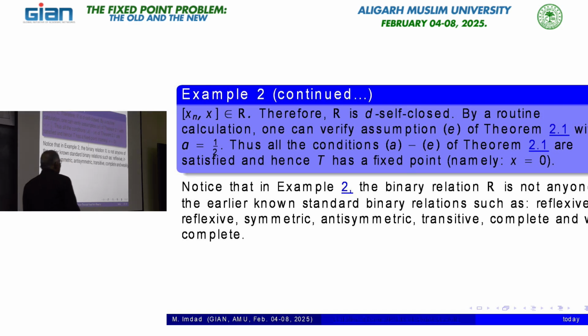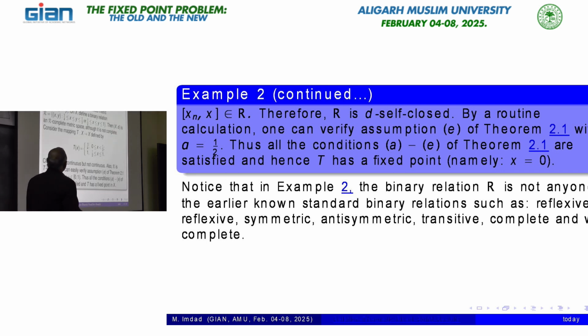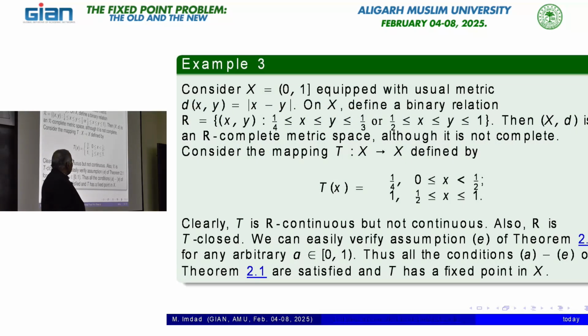Notice in example 2, the binary relation R is not any one of the earlier known standard binary relations, such as reflexivity, irreflexivity, symmetry, anti-symmetry, transitivity, completeness, as well as weak completeness. So this again shows one aspect of the game, that this is a genuine improvement over the other results which we have already discussed. And now finally this result. The open interval 0 1 you have taken as your setting. This is not complete in the natural sense, as you know. Here you can find that this is R complete. So this 0 1 is not complete, but it is R complete.